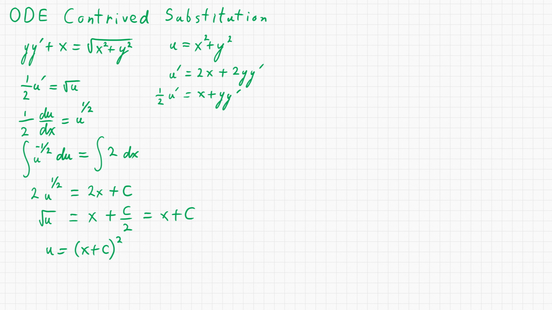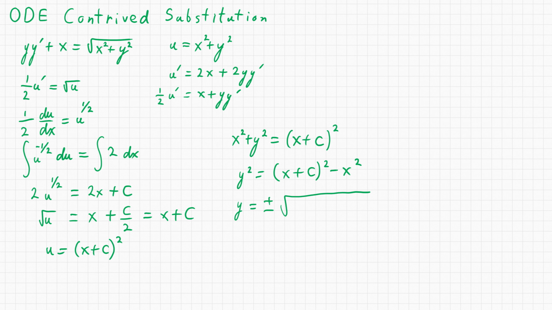Now the next step is we need to put back in the substitution we did. So u was x squared plus y squared. So x squared plus y squared is equal to x plus c, the whole thing squared. And then I have y squared equals x plus c squared minus x squared. And then if I want to, I can take the square root. So I get y equals plus or minus the square root of x plus c squared minus x squared.